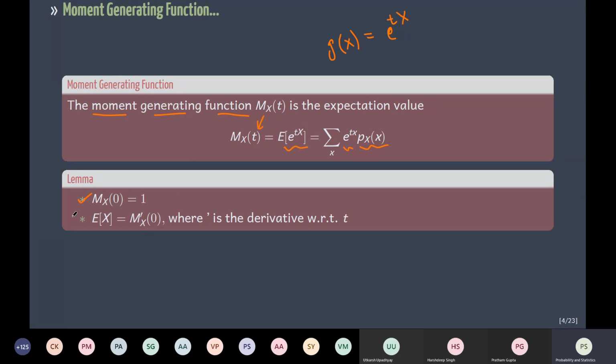That's evident. And if I have to compute the expectation value, then I take the derivative. Since this is a function of t, the derivative must be with respect to t. Then we compute this derivative at t equals to 0. So we first compute the derivative and then we substitute t equals to 0 there.